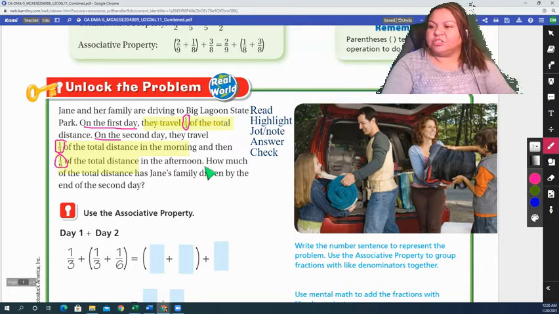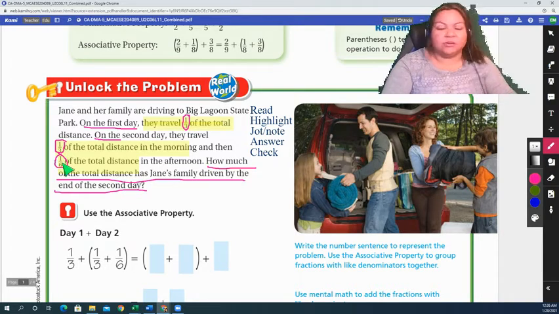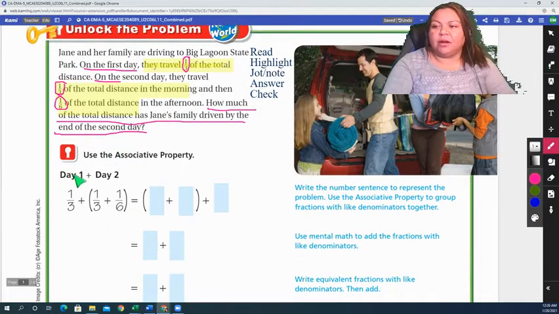Now, what does the question ask? What is the problem asking? How much of the total distance has Jane's family driven by the end of the second day? So if we want to know how much they traveled by the second day, that means we're adding day one and day two. So initially we can start off with 1/3 plus parentheses to represent day two, 1/3 plus 1/6.